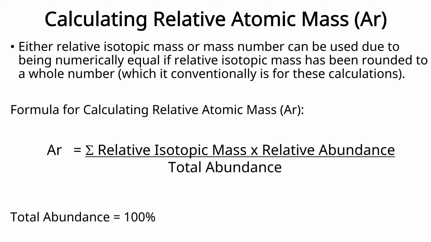What this formula essentially means is that you multiply the relative isotopic mass of each isotope in the sample by its relative abundance. Then, once you've done that for all of the isotopes of the element in the sample, you add those results up to get a sum, a total. You would then divide that value by the total abundance, which is 100%. You don't usually have to include the percentage signs in the formula for the calculation, but you can if you want to. Okay, let's have a look at an example.